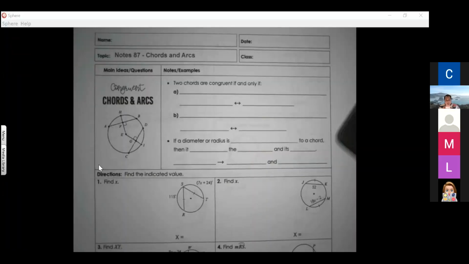For today, what we're doing is working with chords and arcs. And really, there's three relationships among these that we're going to be doing. And then we'll see a couple different applications of it.